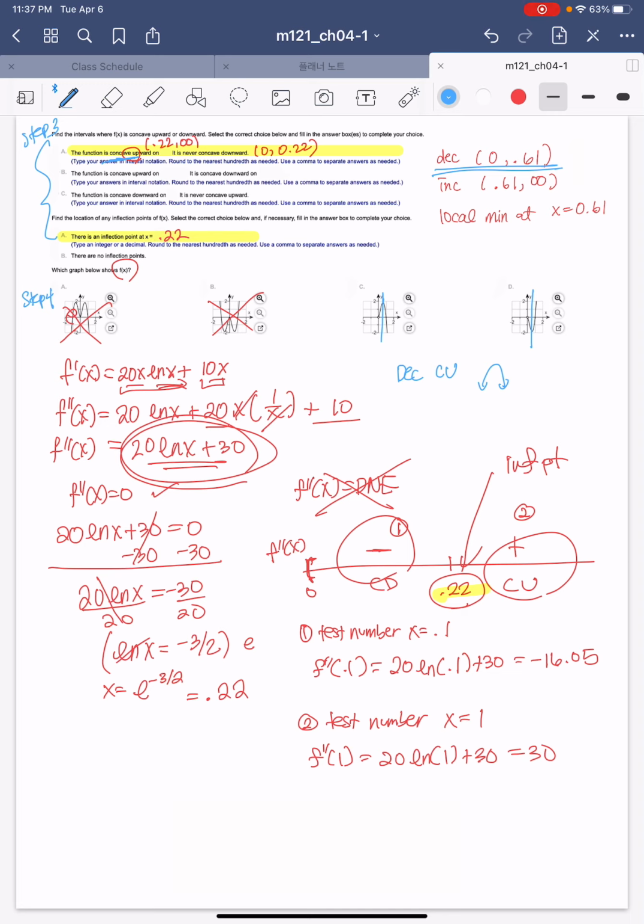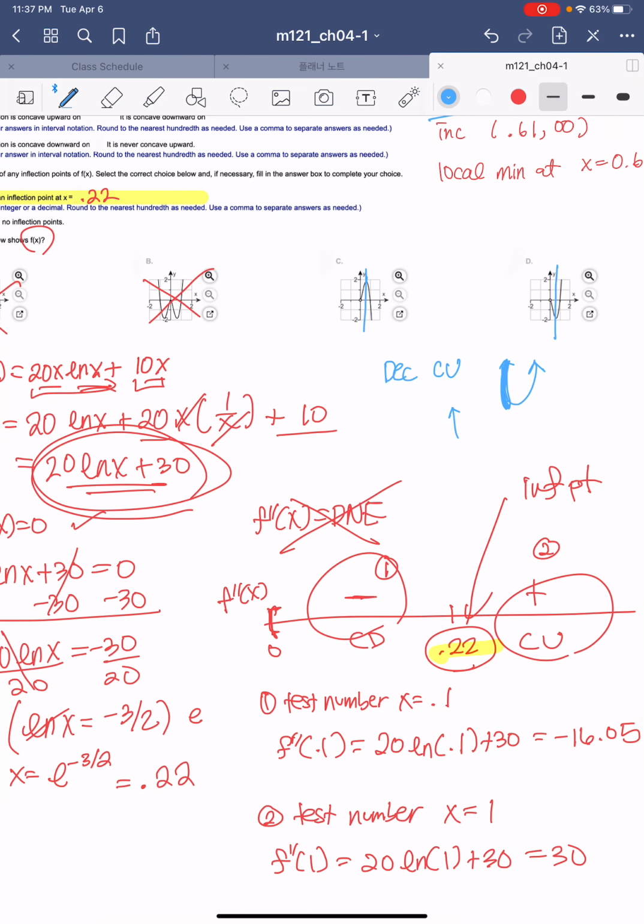Oh, I'm sorry, that's a concave down. Concave up means a parabola shape. That's this part here, decreasing and concave up. So automatically, you know that the only one having this shape here is the D right over here. This is concave down and increasing. So my final answer will be letter D. Okay, that's it for section 4.4.